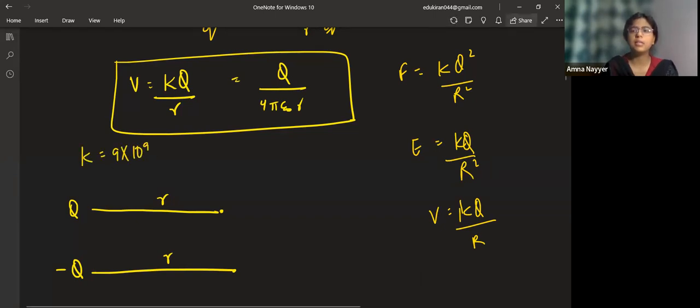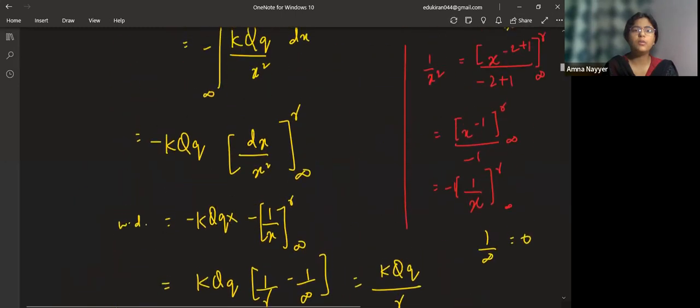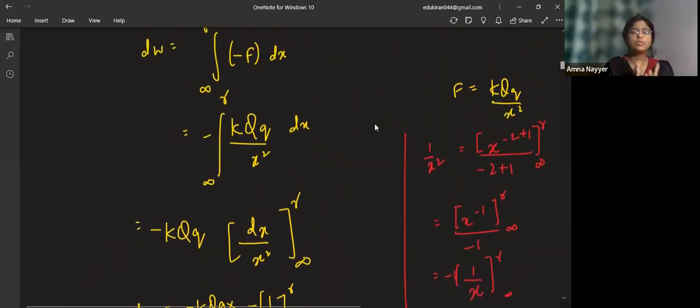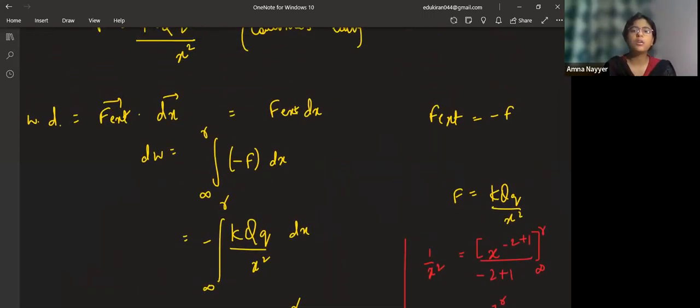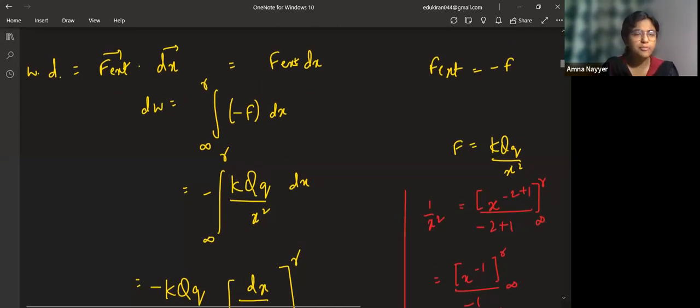All right, this is the same thing. So what did we do? I'm again repeating the steps. Work done, we have calculated the force through Coulomb's law. Now work done is what? Work done is F dot ds. So for force's value we have put kqq by x square.